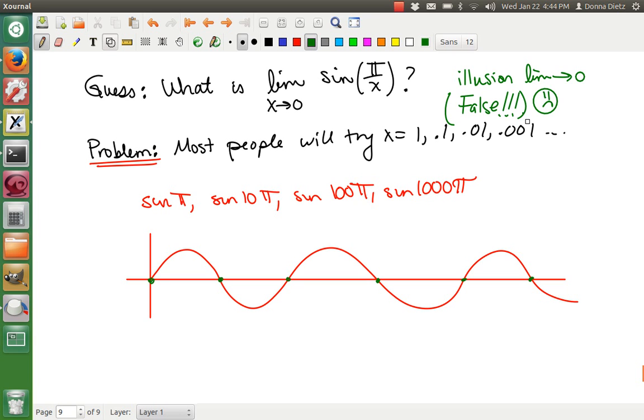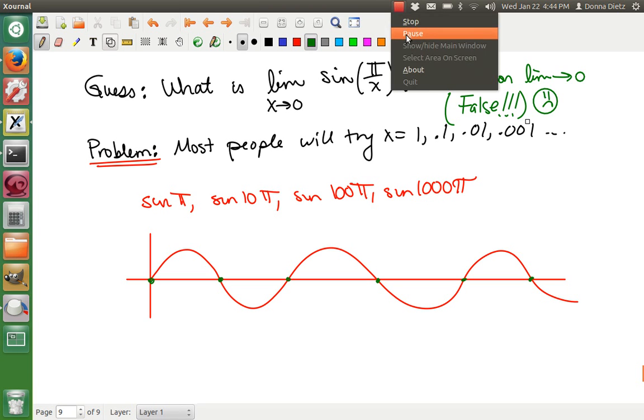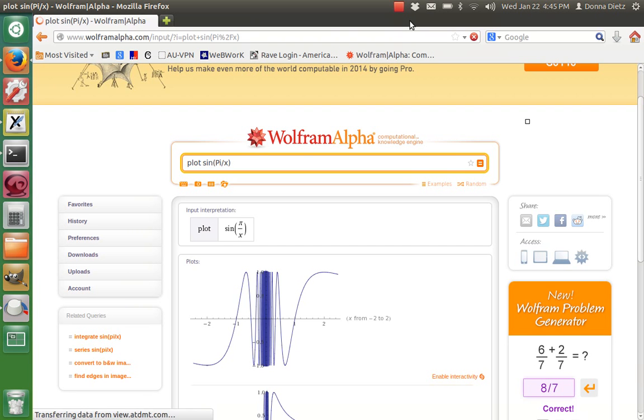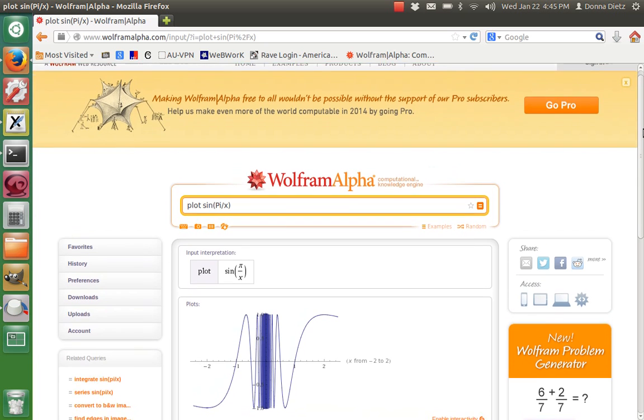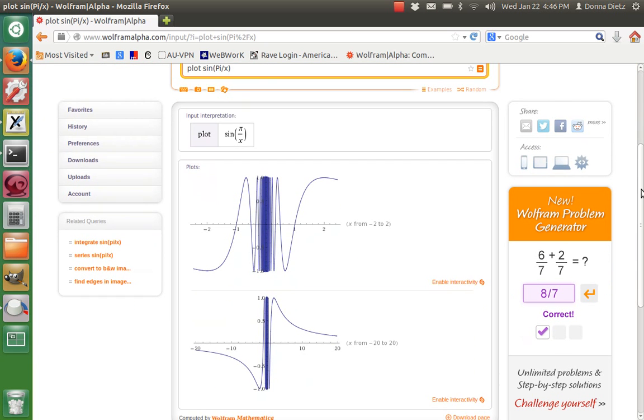Okay, so let's see what in fact happens. Hold on a second. I was thinking I was going to draw this for you, and I give up. You know what? I'm sitting here at a computer. I may as well just let Wolfram Alpha do it. You can just literally go to wolframalpha.com and type in plot sine of pi over x, and it figures out what you want. So see what's happening: as you get closer and closer to 0, you get more and more iterations of this thing.